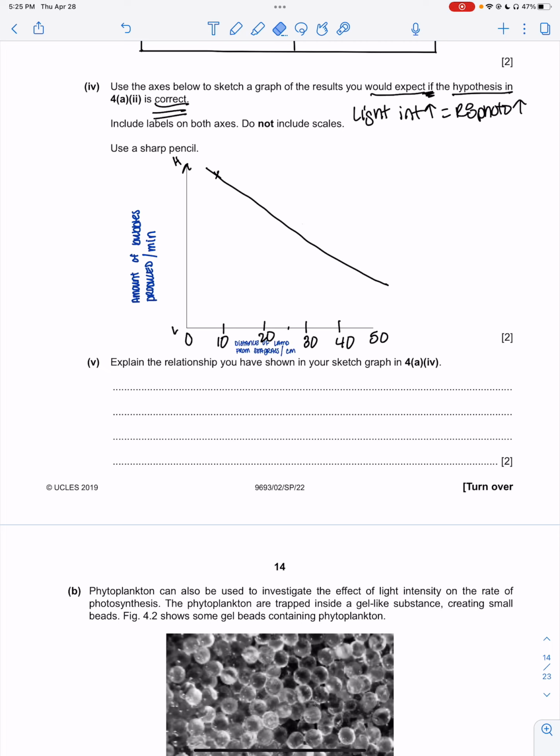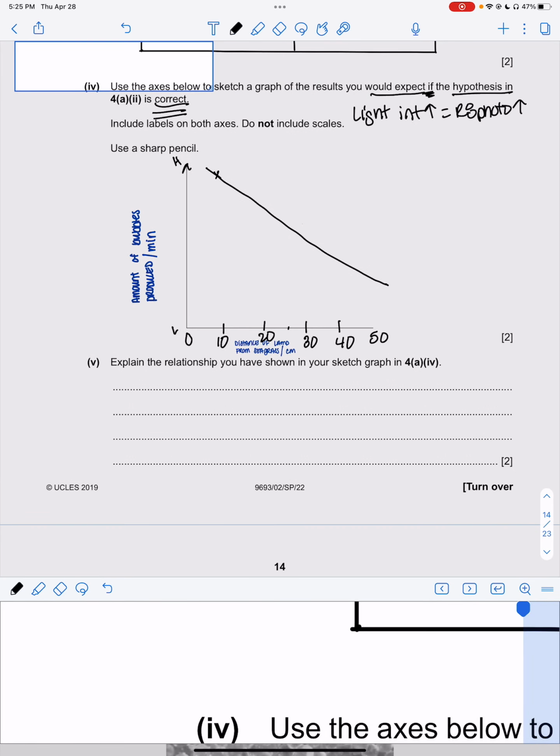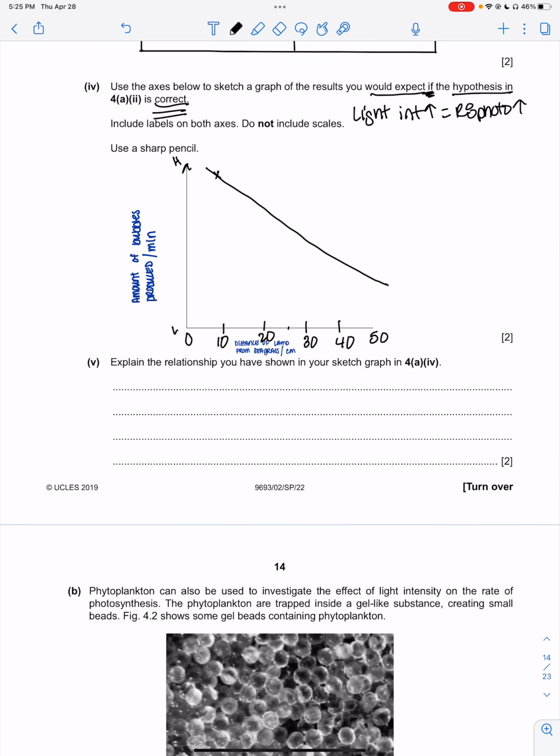Explain. So explain is like, what do you see and why? More so, why? Why is this happening? Why would these be the results? Explain the relationship you have shown in your sketched graph. Like I showed you before, if it was describe the relationship, you need to say what the relationship is, and then why is that happening? So give a reason for.